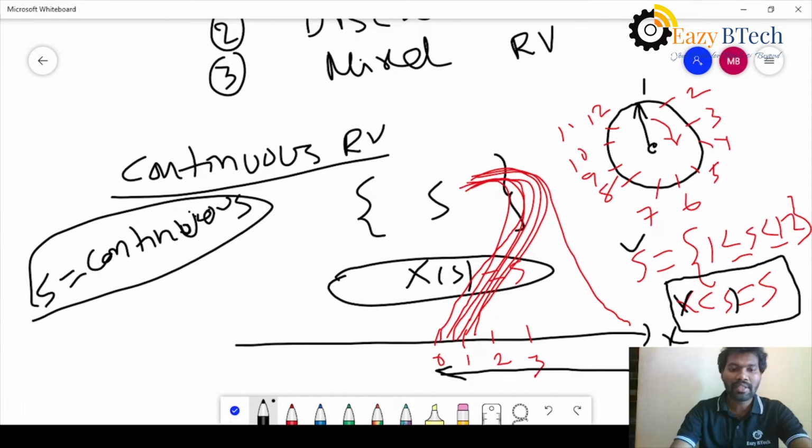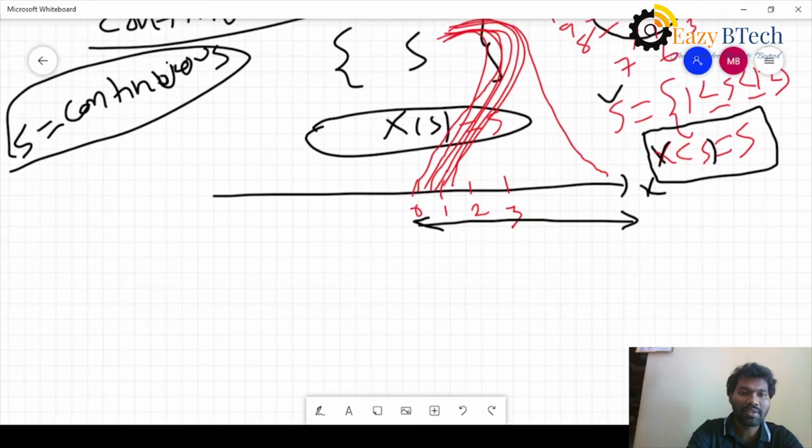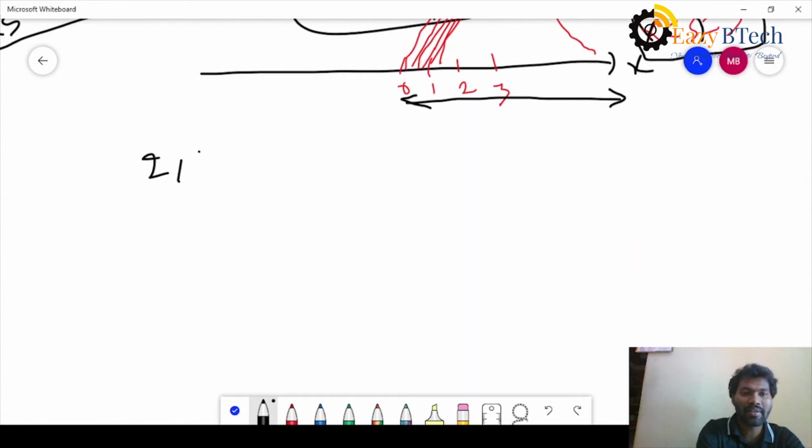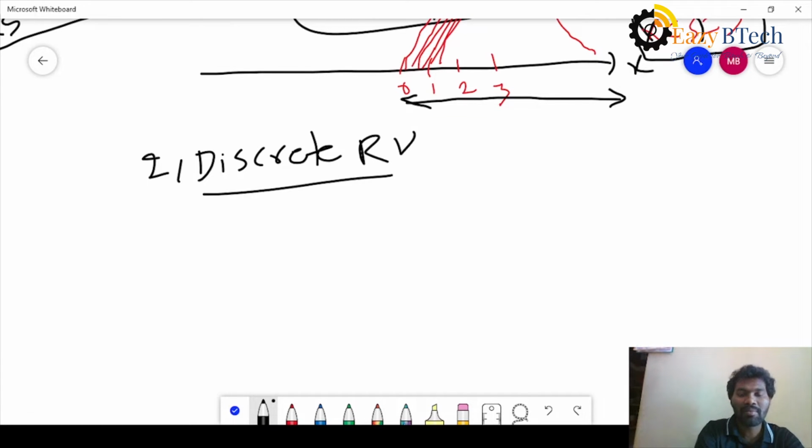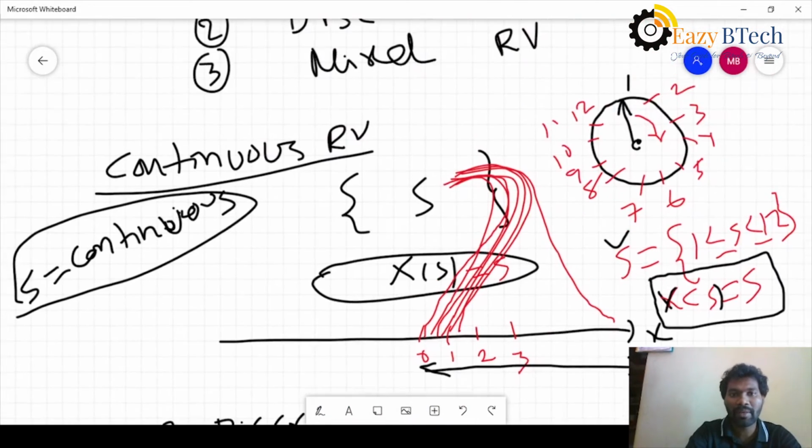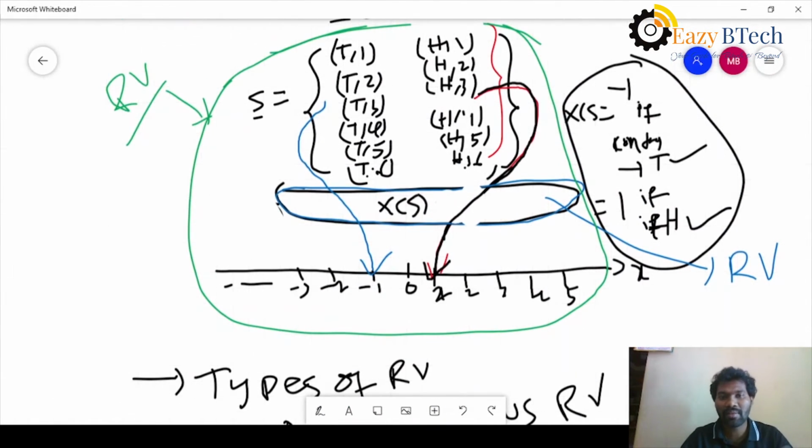The second one is discrete random variable. We have already seen an example of a discrete random variable, so I'm going to explain it again. This is the exact example of a discrete random variable. The name of the random variable always depends on the number of points on your real axis, that you should remember. If the number of points on the real axis is infinite, then it is called a continuous random variable. If the number of points is finite, then it is called a discrete random variable.